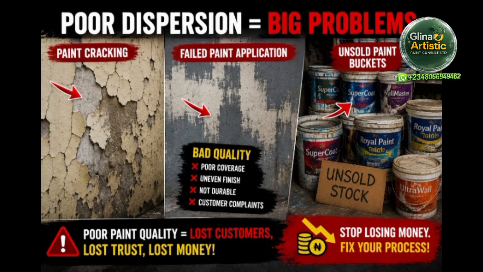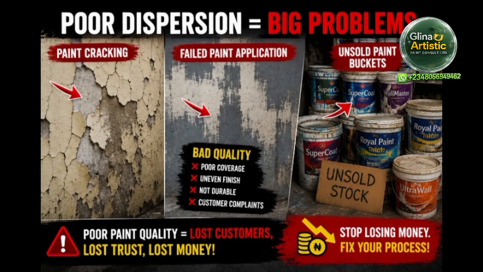If your dispersion process is poor, your paint quality will always struggle. Not because your formula is bad, but because your process is wrong. And this is where many manufacturers keep losing money without understanding why. Now, I know most of us are already existing paint manufacturers, but we don't really know the meaning of dispersion, while most of us are new into paint manufacturing.